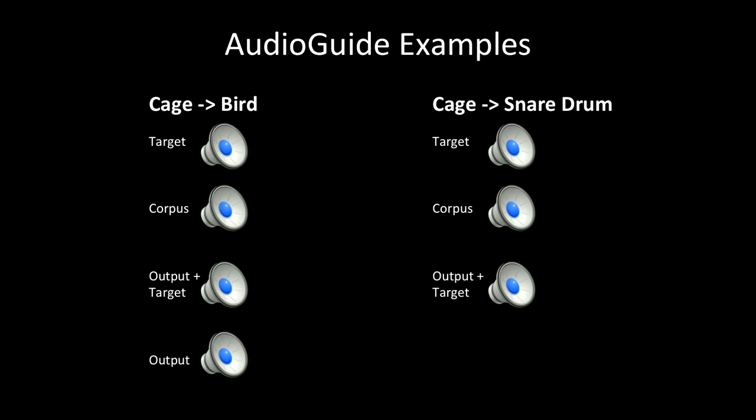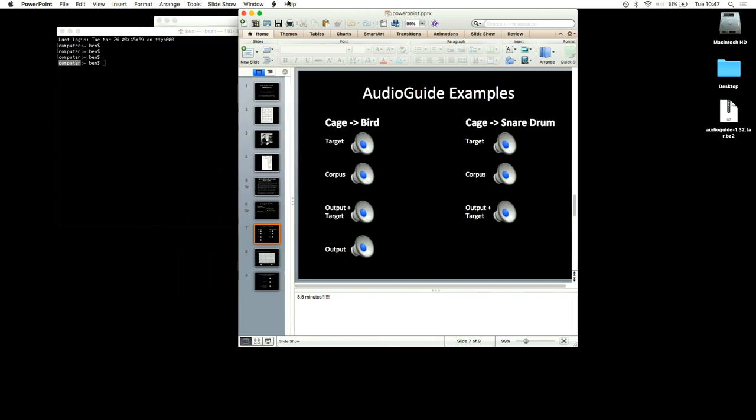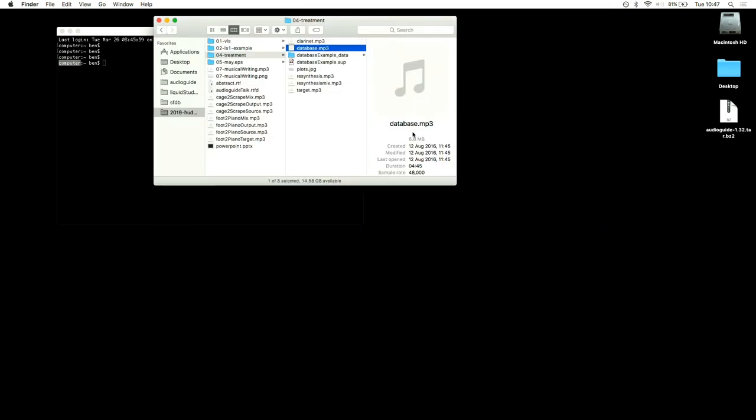I'll come back to this example a little bit later when I detail the layering strategy that AudioGuide uses for superimposing multiple sounds. That's just to give you a sense, for those of you who haven't seen the program before, of the kinds of things it can do, the kinds of inputs it can take, and what kind of semblance is possible between an output and a target.